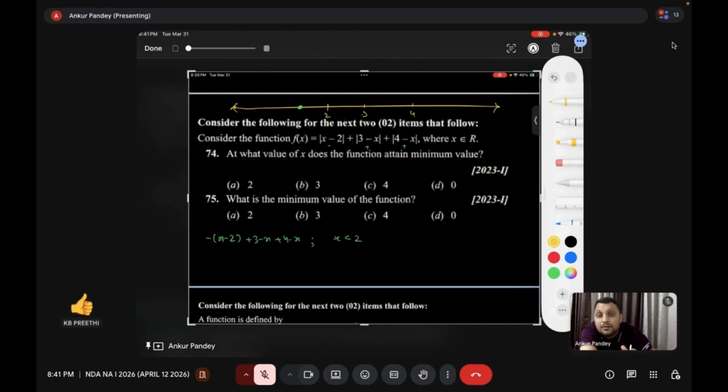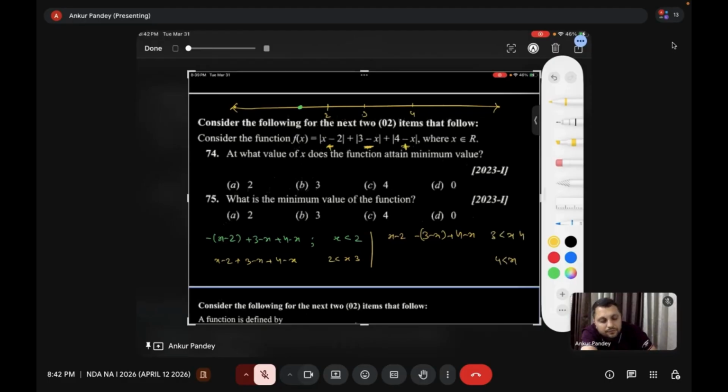Between 2 and 3, I'm not telling you how to crack this function, you solve it. Next is 2.5. If I put 2.5, this is coming positive, this is positive, and this is positive. All three are positive. So for x between 2 and 3, it is x minus 2 plus 3 minus x plus 4 minus x. Understood? Now I am going between 3 and 4. For x between 3 and 4, take 3.5. This is positive, this is negative, and this is positive: x minus 2, negative 3 minus x, positive 4 minus x.